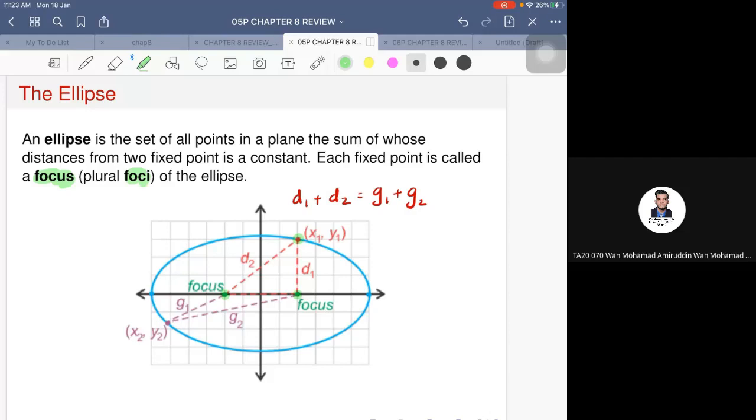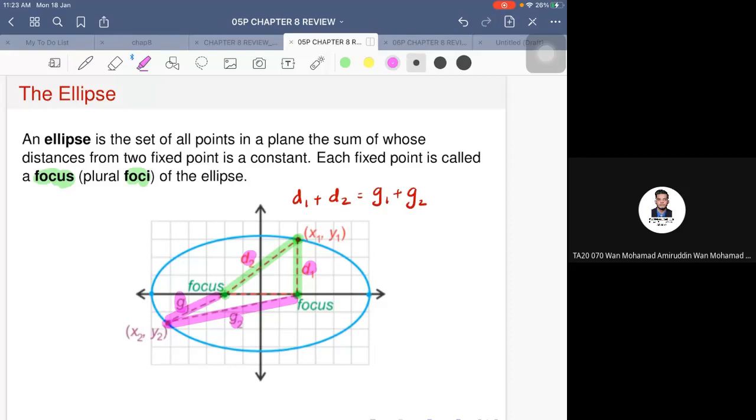Okay, katakanlah kita ada 2 point. Jarak antara point ni dengan fokus yang pertama dan fokus yang kedua, kalau kita tambahkan kedua-dua jarak tersebut, dia sama dengan kalau kita ambil point lain. Jadi kalau jarak yang kat sini adalah D1 tambah D2, nilai dia akan sama dengan G1 tambah G2. Tu adalah feature kepada ellipse.